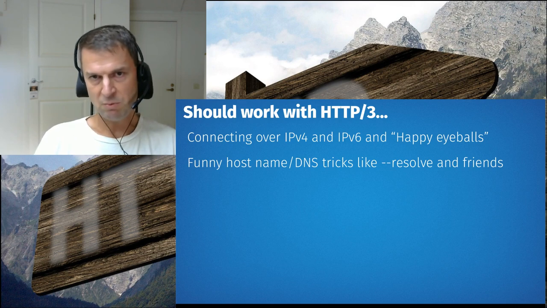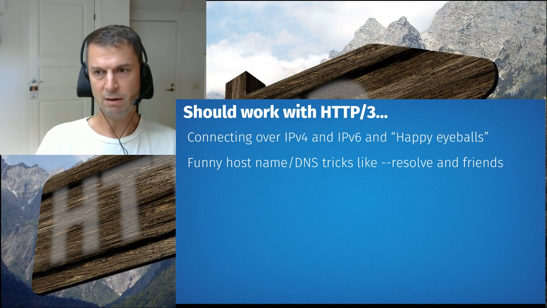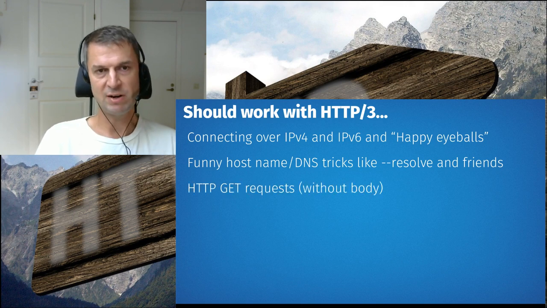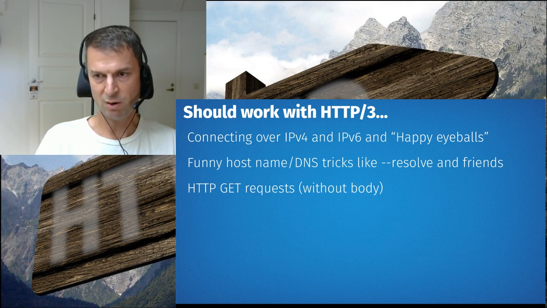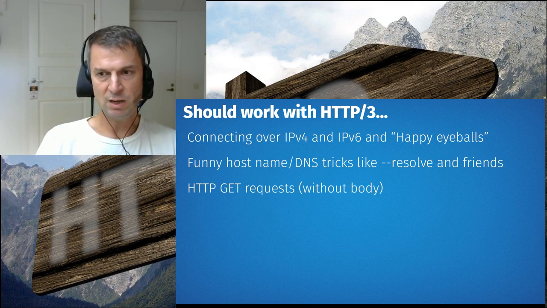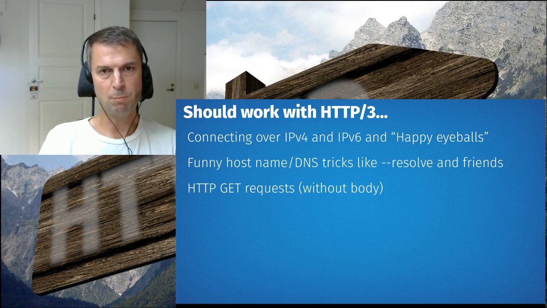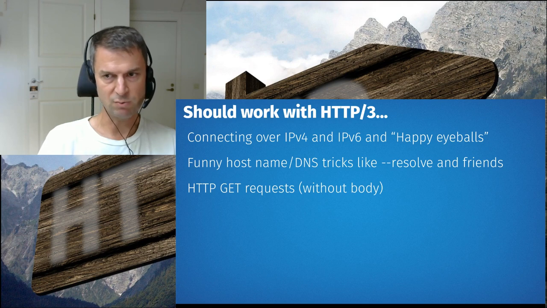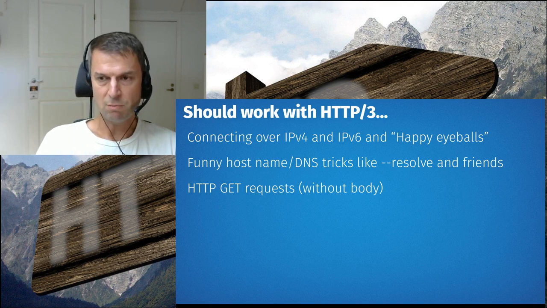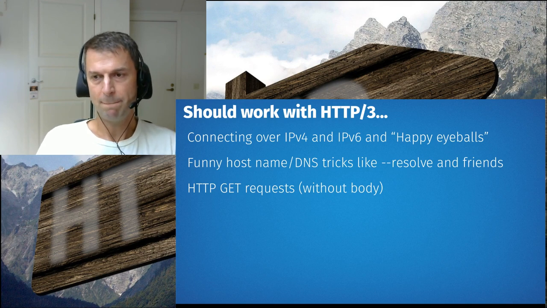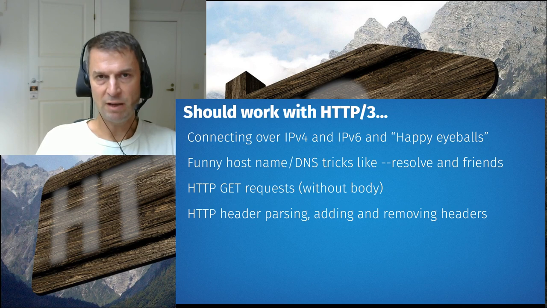You can do all those funny name tricks with curl that we have, like --resolve and setting host headers, and pretty much all of those work independently of the transport protocol. You can do HTTP GET requests. I focus on the GET requests, so the ones without body should work. With quiche, you can do at least simple POST requests and PUT requests with the curl tool. I'm getting there. Once I have happy eyeballs done, I think I need to progress with the fixes for requests with body to make sure those work. Everything HTTP header wise, parsing, adding, removing, all of those should work. So you should try all of that out.